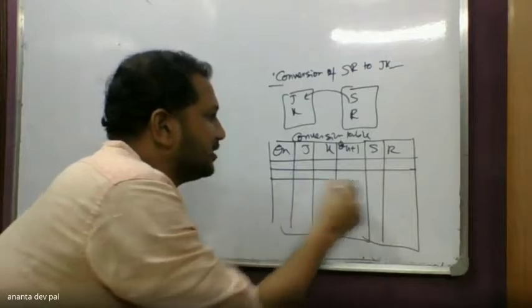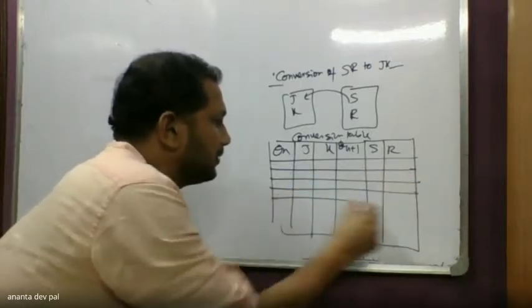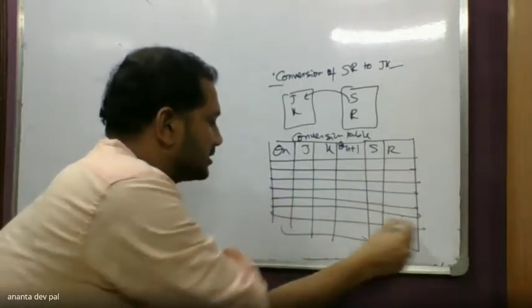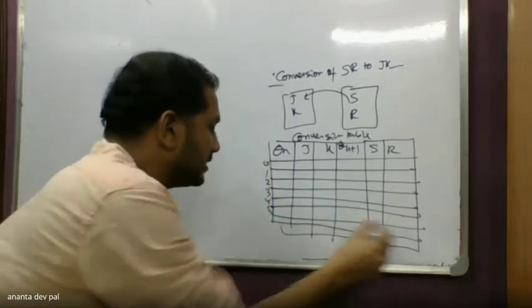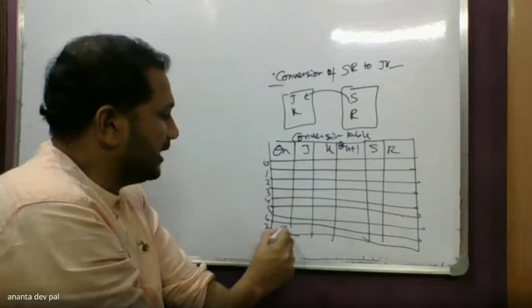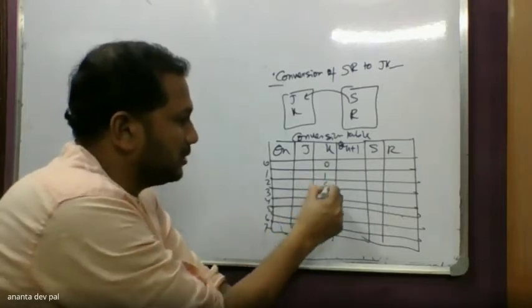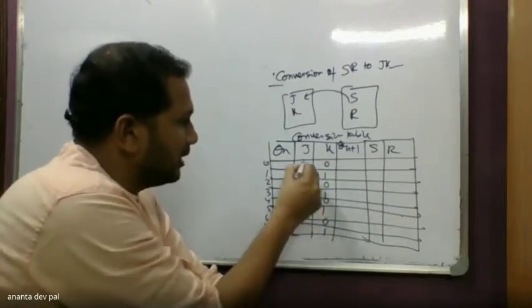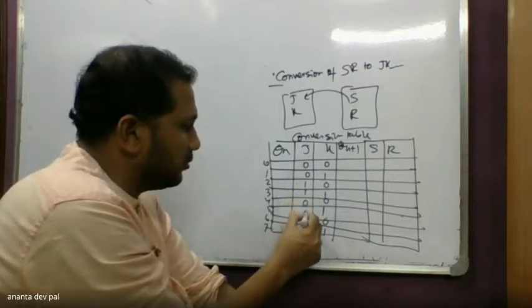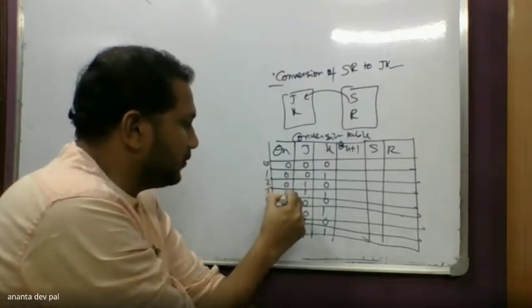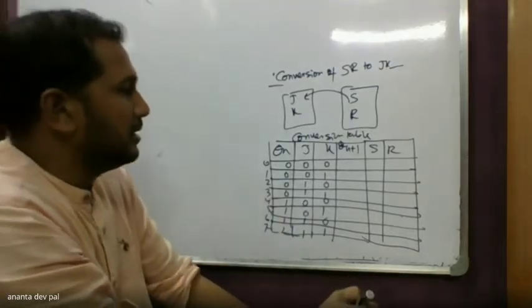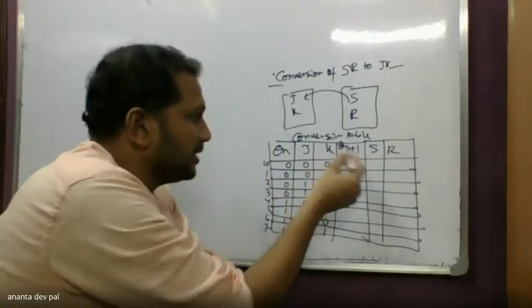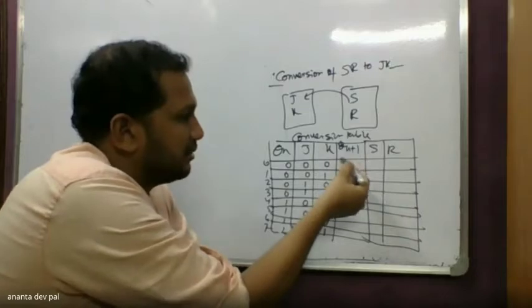So there are 8 combinations, 0 1 2 3 4 5 6 and 7. These are the total 8 rows. This is the input variable, Qn J K. Now the next state is Qn plus 1.